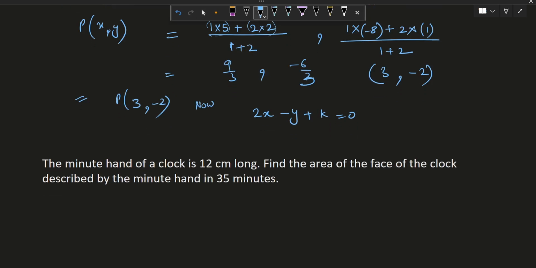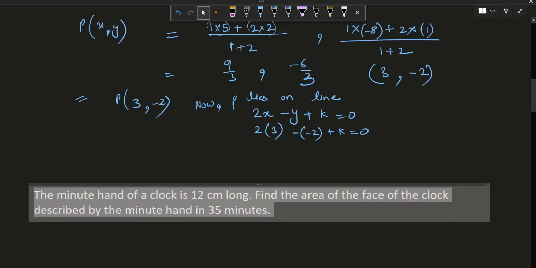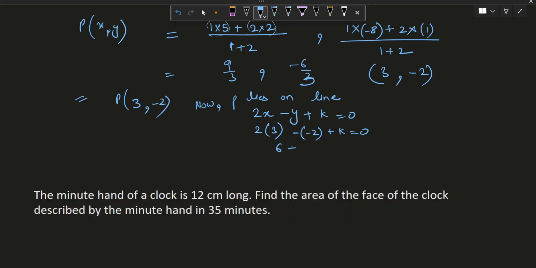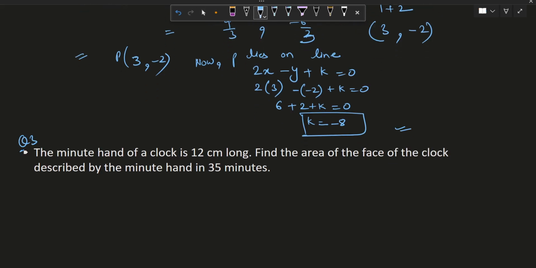So now P lies on the line which is given to you. So put in P: x is 3, y is minus 2, plus k is 0. So from here what will you get? From here you will get 6 plus 2 plus k is 0. So k equals minus 8. You got the value of k. Clear, students? Let us move to the next question.